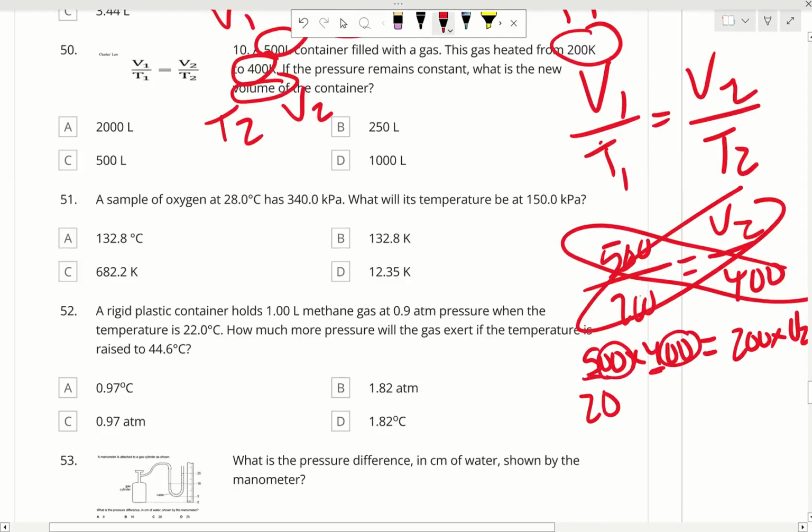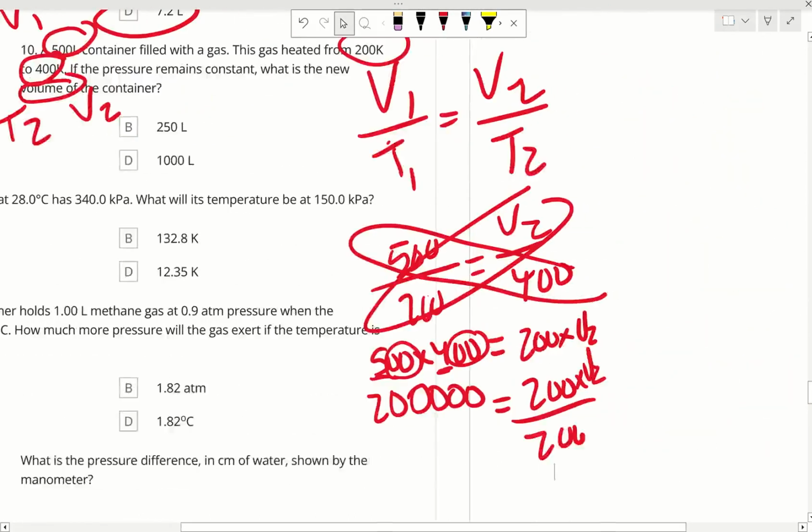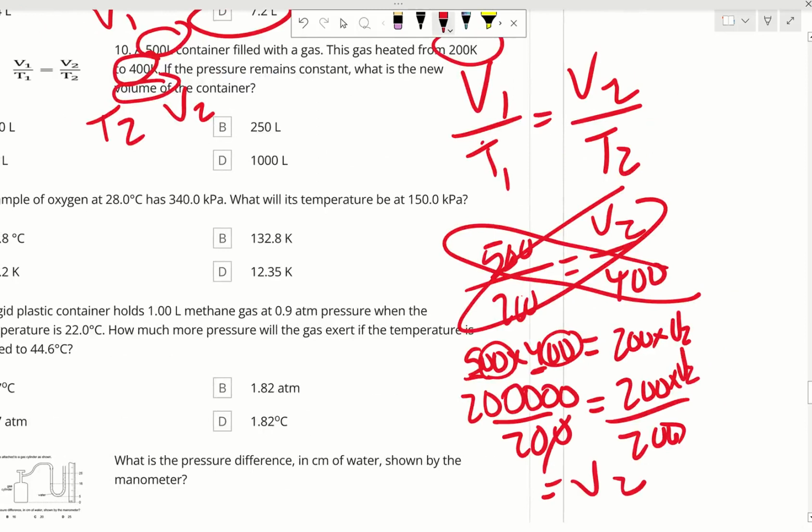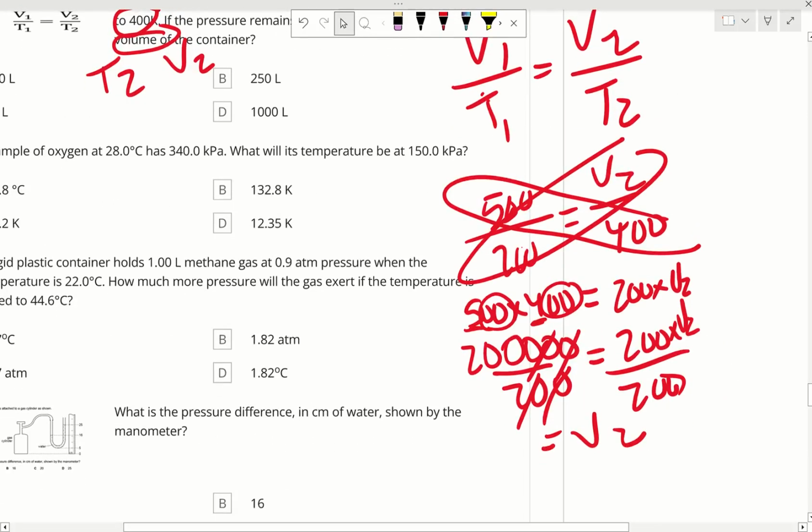So 500 times 400, 5 times 4 is 20. I'm going to add the 4 zeros. 1, 2, 3, 4. Equals 200 times V2. I'm going to divide by 200 to get V2 by itself. Cancel out the zeros. 2000 divided by 2 is 1000.